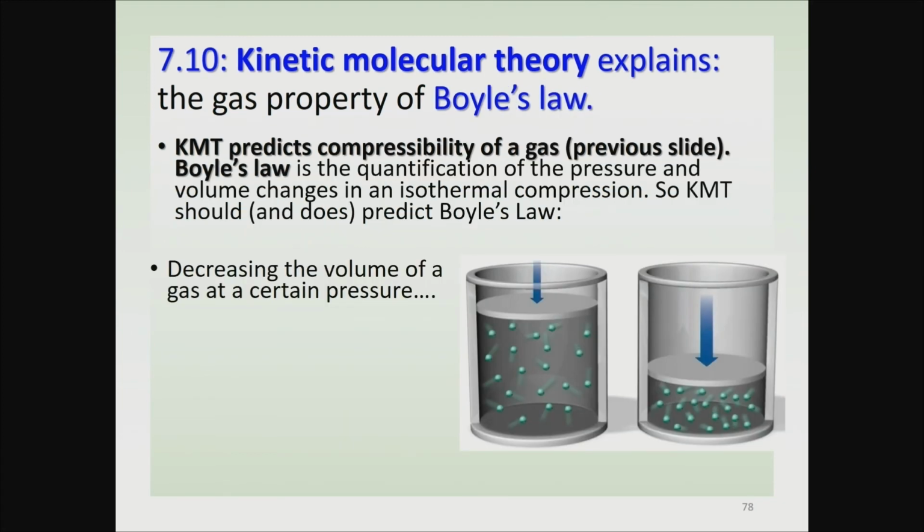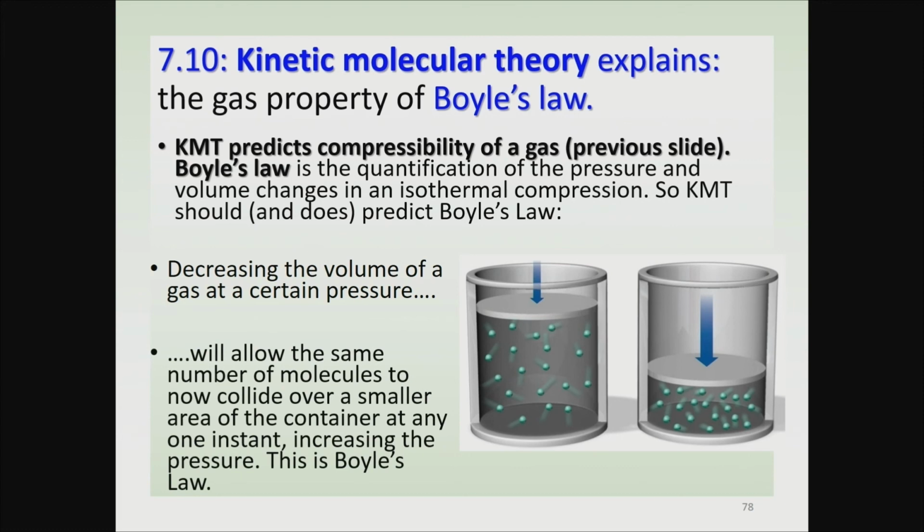And so because KMT says that there is a lot of space between molecules, we would expect that if we halve the volume of the gas, because you can squeeze the molecules together, you should double the pressure of the gas. And again, this is a prediction that is made straight out of the assumptions of KMT, and so this, halving the volume of the gas and doubling the pressure, is Boyle's law. So again, the assumptions of KMT predict a gas law here, which is Boyle's law.